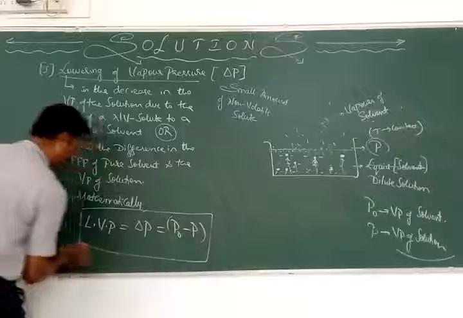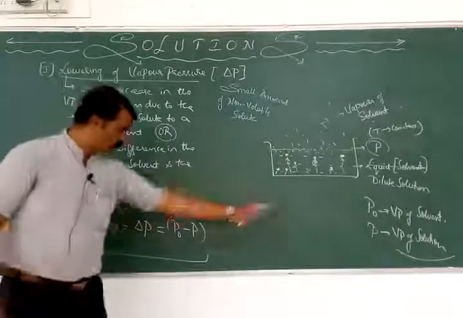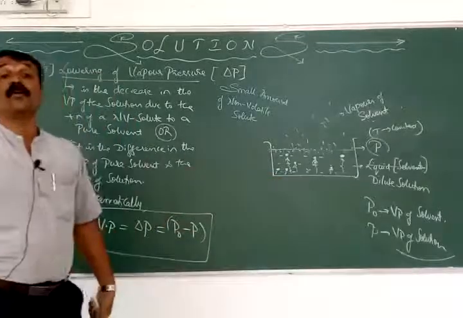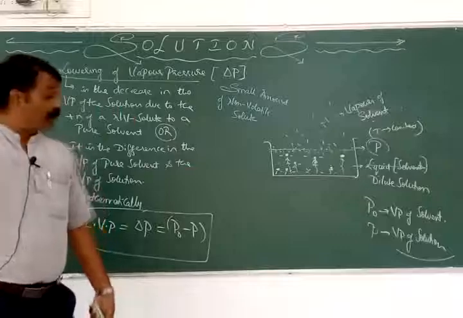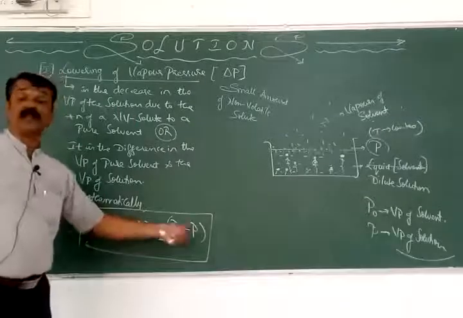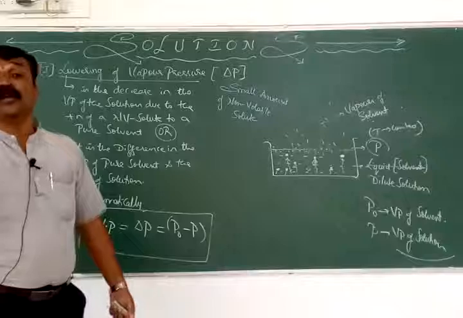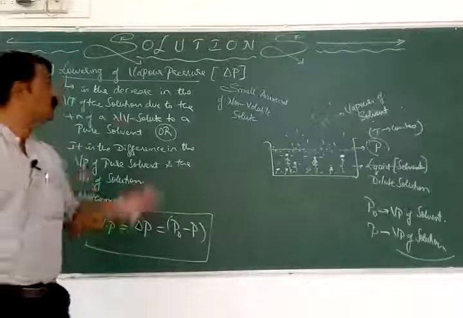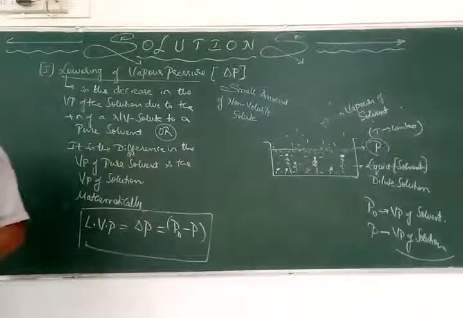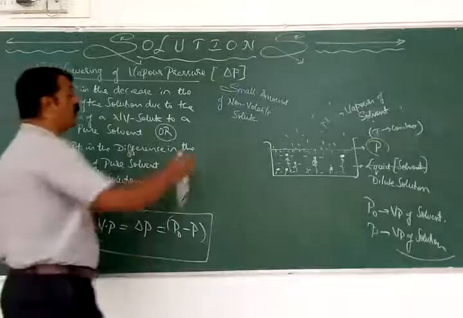What is P naught here? The vapor pressure of the pure solvent. What is P? The vapor pressure of only the solution. The difference of those two is called the lowering of vapor pressure. We can define that in two different forms.